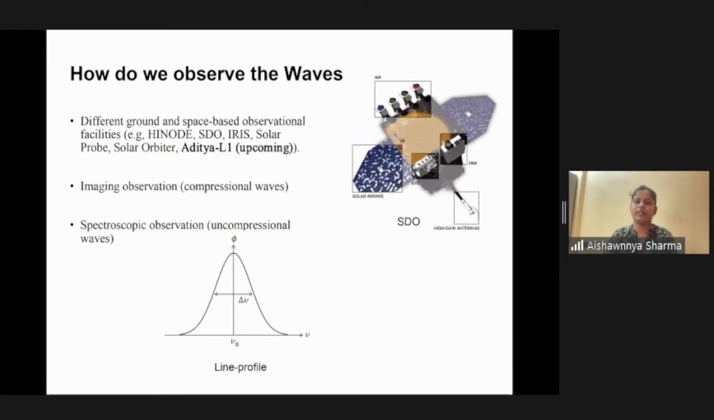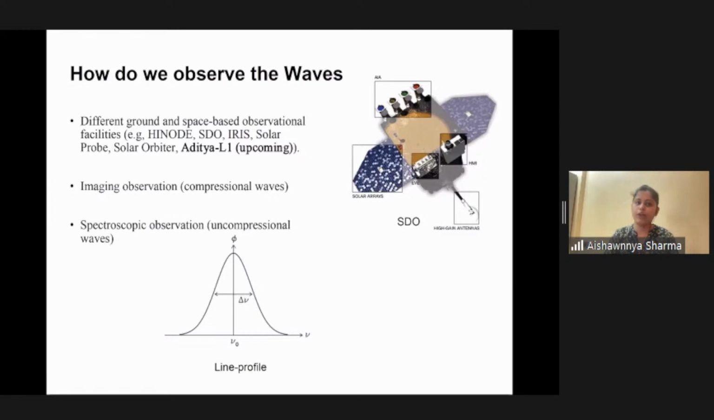Then the question comes, how do we observe those waves? As I said, in the earlier slide I showed you one image where these propagating intensity disturbances were present. So one is imaging observation. We go to space with spacecraft, and they take images. From those images, using some techniques, we can catch the density or intensity variation, or we can say that the wave is propagating. So one is imaging observation, and the second is spectroscopic observation.